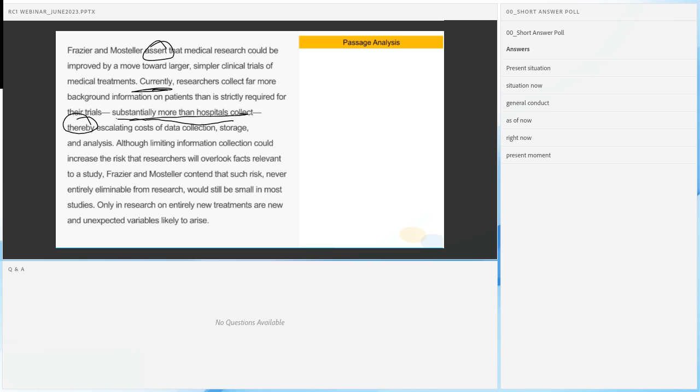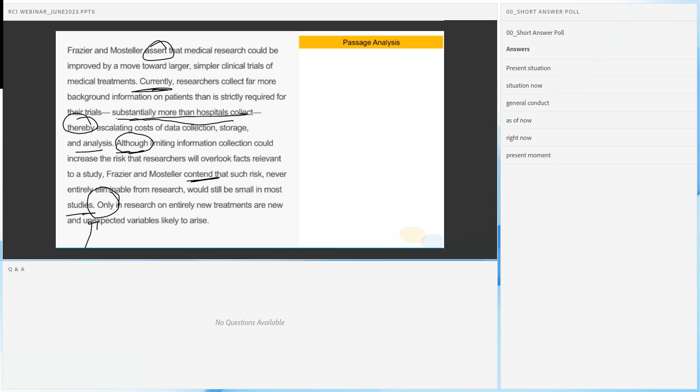Then you have another keyword, although, which is a contrast keyword. Limiting information collection could increase the risk that researchers will overlook facts relevant to the study. So there's a weakener over here, and we're going to present a defense against the weakener. Although limiting information collection could pose a risk, FNM contend that such risk, never entirely eliminable from research, would still be small in most cases. What they're really saying is such risk can never be removed, and it's going to be really, really small. Only is another important keyword.